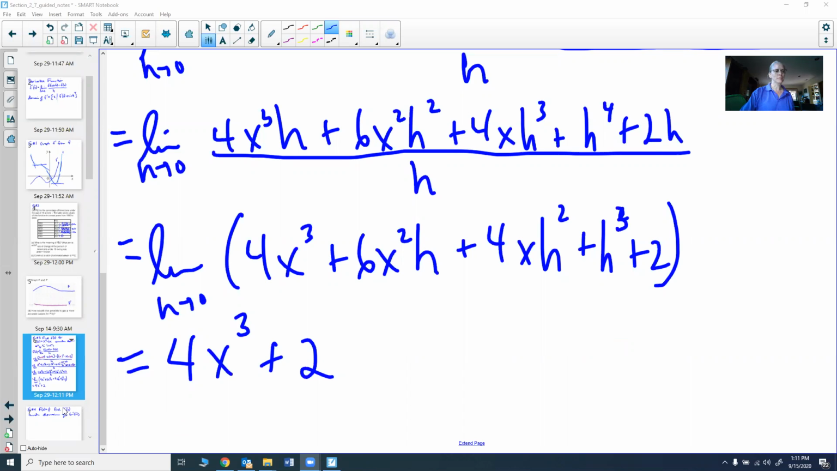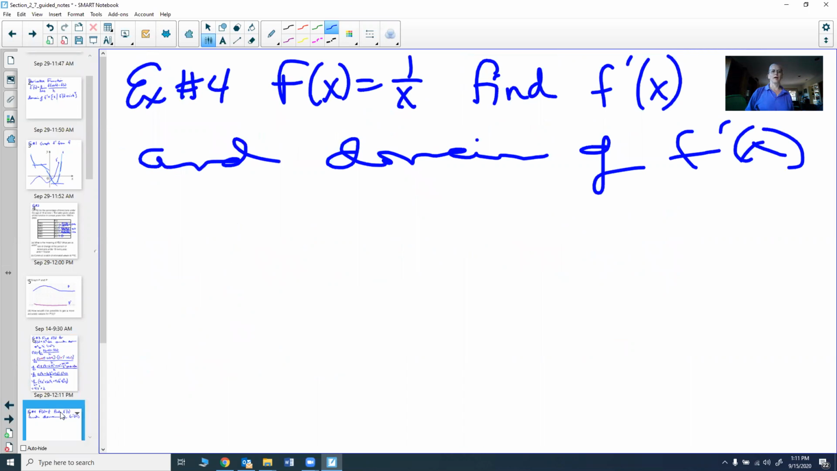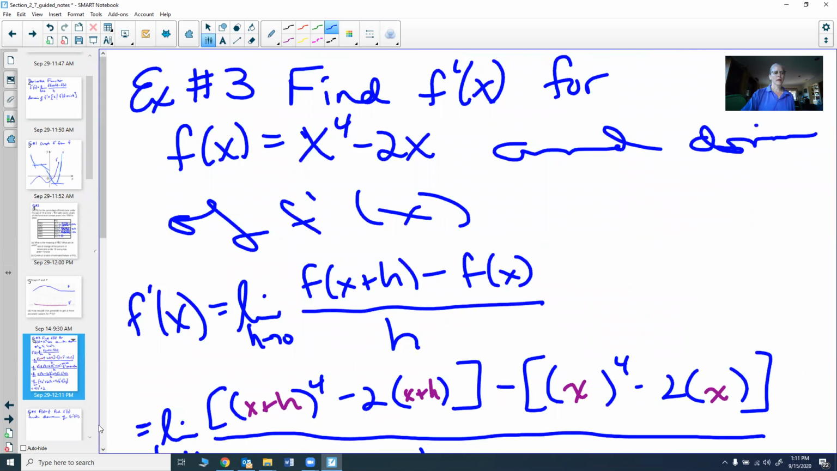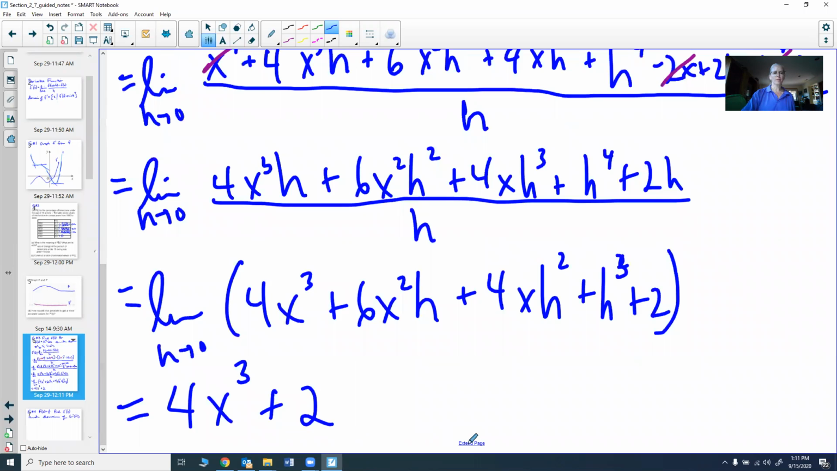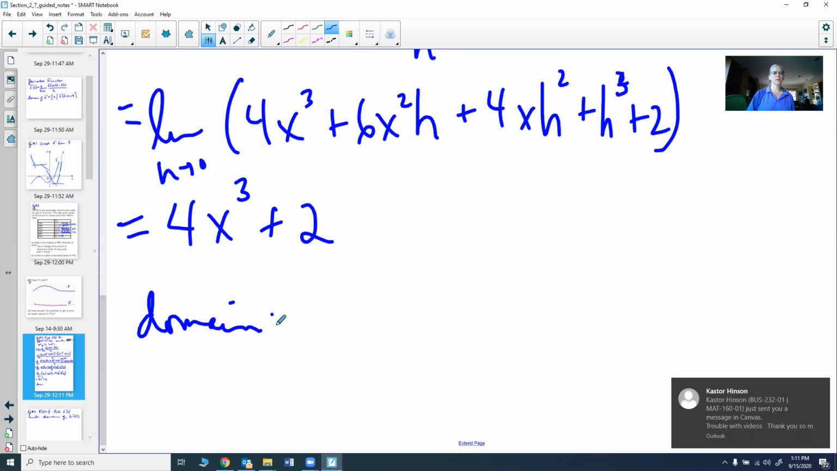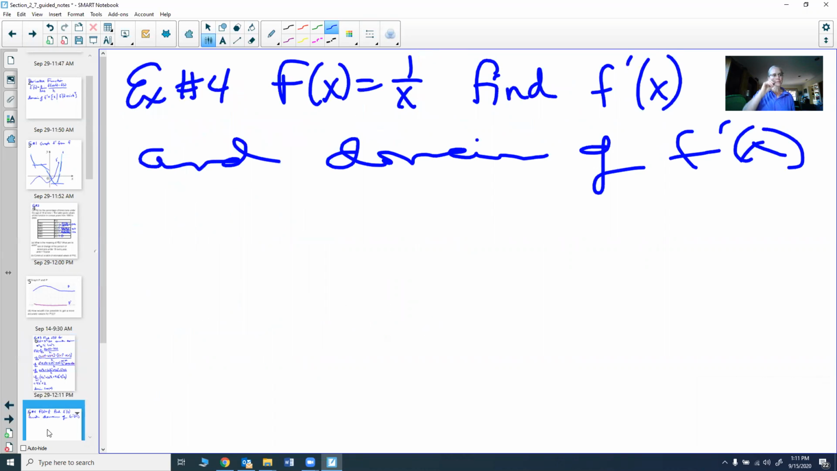Let's do another example. Let's find for f of x equals 1 over x, let's find the derivative. Oh, I forgot to find the domain. Let's go back and find the domain of this. So this function, since the limit always existed, didn't matter what we were doing, this derivative always has a domain of all real numbers. The domain of this function is all real numbers. All right, now let's move on.